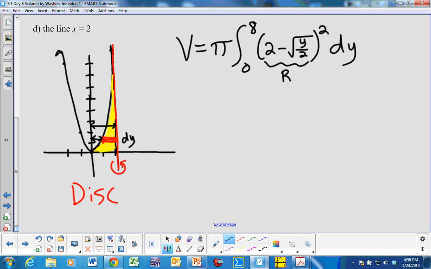So we did a couple, and you can see the difference in the washer method and the disk method. All of them require the rectangle perpendicular to the axis of revolution, and that's the key. If it touches the axis, it's a disk method. If it does not touch the axis, then that means there's a hole in it, and you've got to do big radius squared minus little radius squared. So we have one more method to learn, and then we'll have learned all we need to know about volumes.